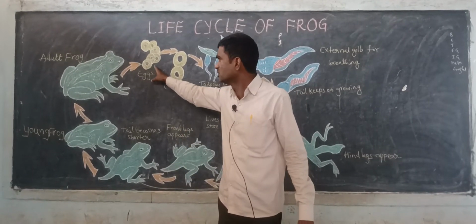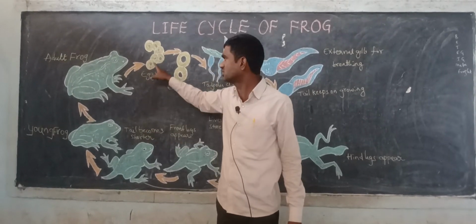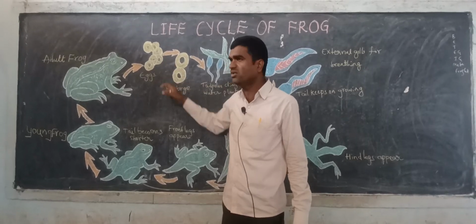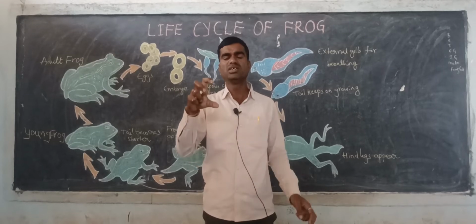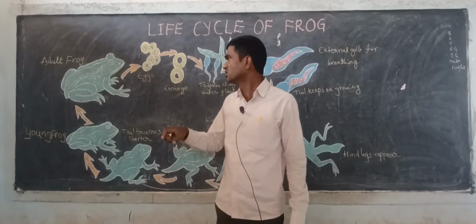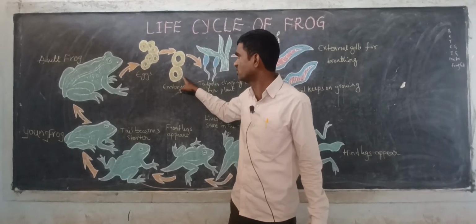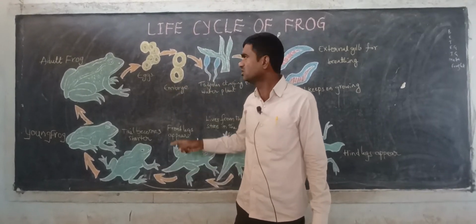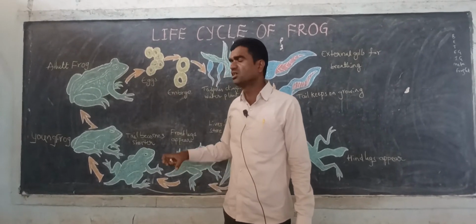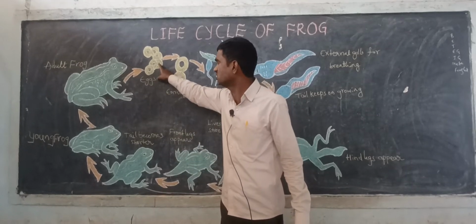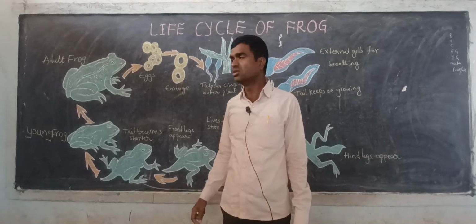The eggs released into the water form bunch-of-grapes-like structures. Every 24 hours they change some structures. So this is the egg stage. The next stage is called the embryo stage. The internal structures change somewhat, and it further forms the structure called the embryo.